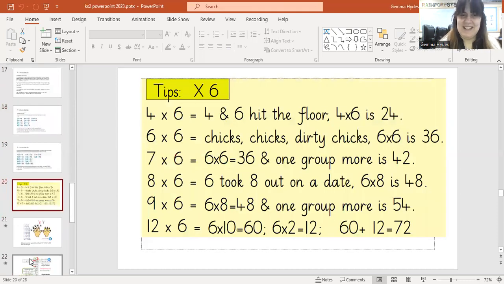For the 6s, the 6s are quite hard. If you know your 3s, then you can double the answers for your 6s. But here are some little phrases that we use to help the children learn their 6s. So you might want to use those with your children as well.